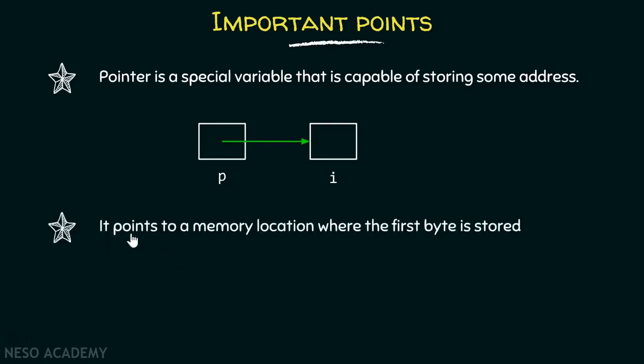Also, it points to a memory location where the first byte is stored. That is, it simply points to the base address of the variable. In our example, it is 1002.